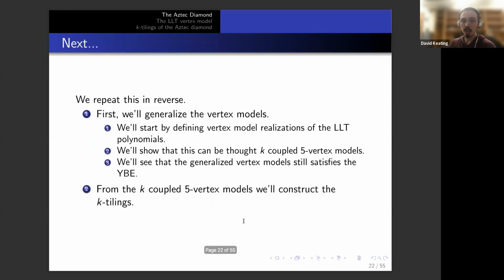So now we're going to generalize the vertex model. And we'll end up with a vertex model that's k interacting copies of the five vertex models we just discussed. And from these, we'll still have a Yang-Baxter equation. So we'll still be able to compute the partition function, basically exactly how we did before, except with more complicated weights. And then from the k coupled five vertex models, using the same bijection, we'll get k coupled Aztec diamond tilings. So we went through the trouble of getting to the vertex model because that's what I'm going to generalize first.